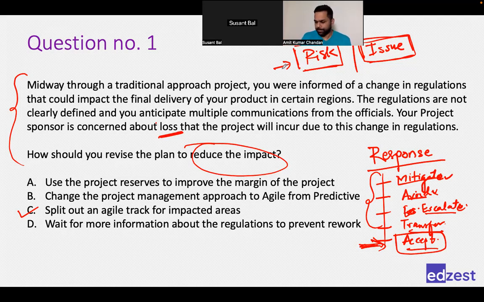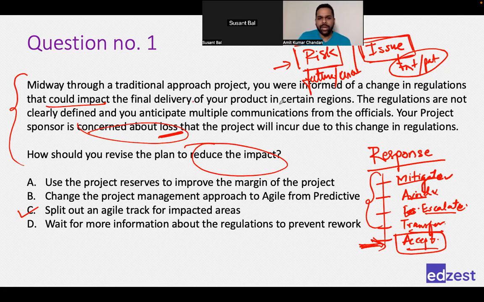So basically the risk is before it occurring and the issues after risk occurs. Absolutely. Risk is where you will always see things in future. They will be talking about future things, which is not certain. Future is not certain, right? So it is uncertain. Issue is present or past, something which has already occurred. So here we are saying that that could impact the delivery and is concerned about the loss. We anticipate multiple communication. So we are talking about the risk here. So we are trying to reduce the impact of that risk.